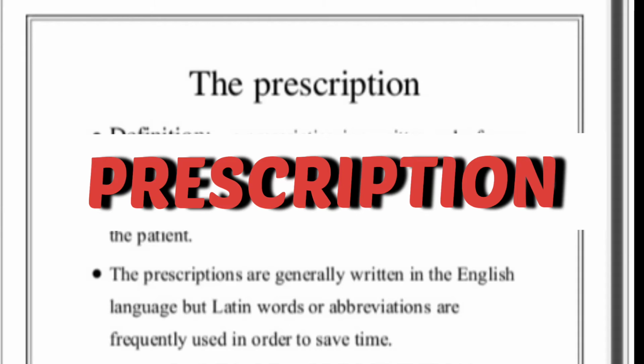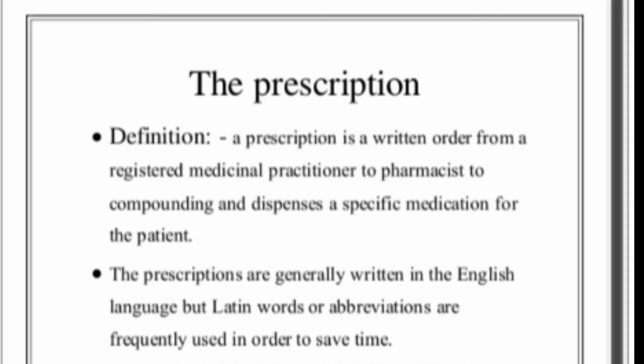Let's start. Prescription. A prescription is a written order from a registered medical practitioner to a pharmacist to compound and dispense a specific medication for the patient. Prescriptions are generally written in English or in Latin words or in abbreviations, and it is frequently used in order to save time.